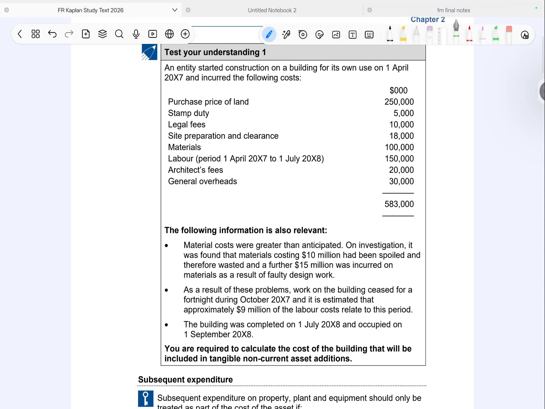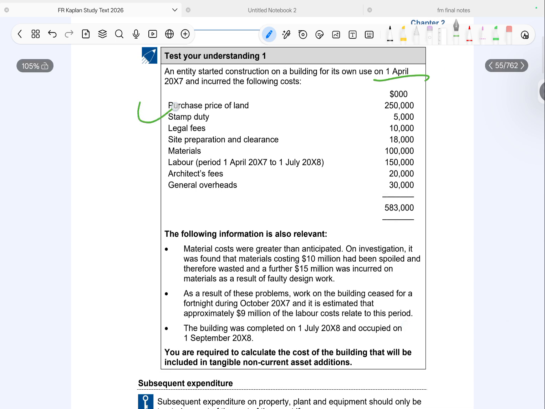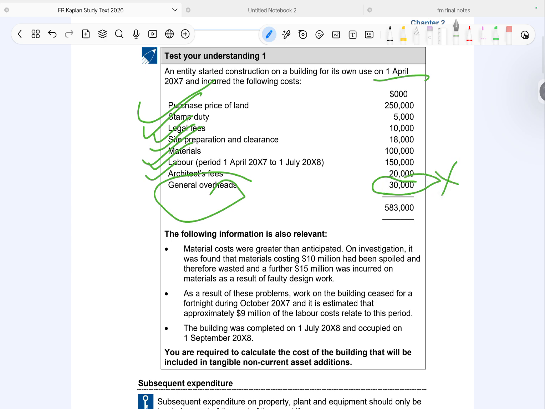An entity started construction of a building for its own use on 1st April 2017 and incurred the following cost. Purchase price of land. Now you tell me, is this going to be included in initial cost? Of course, this is the purchase price. We have a stamp duty, legal fees, site preparation and clearance, materials, labor, architect's fees, and general overheads. Now, all of these items are needed to bring the asset into working condition. But do you think general overheads should be included in the initial cost? No, because it is not specific to bringing this asset into working condition.